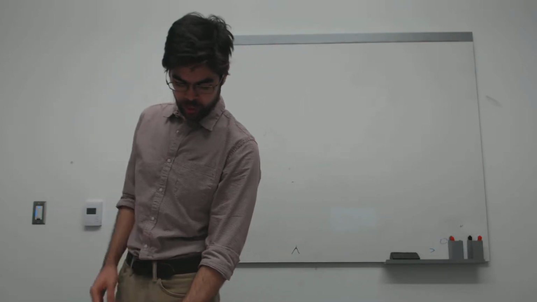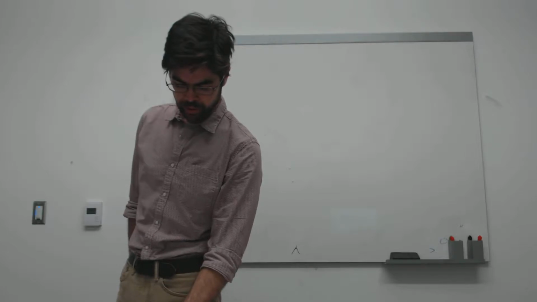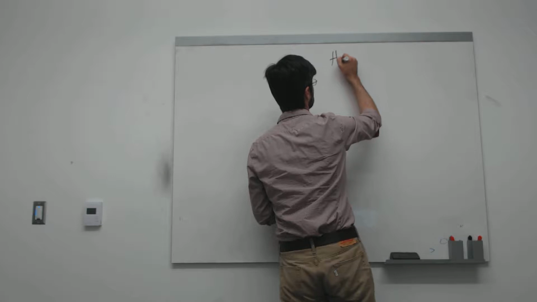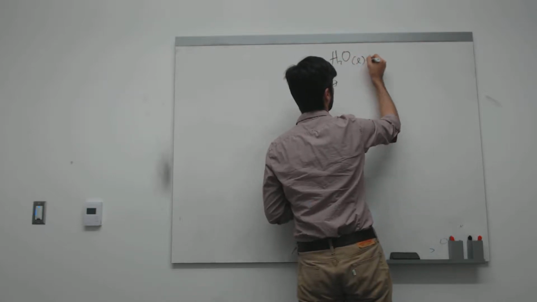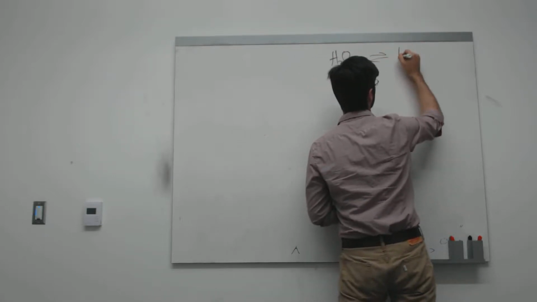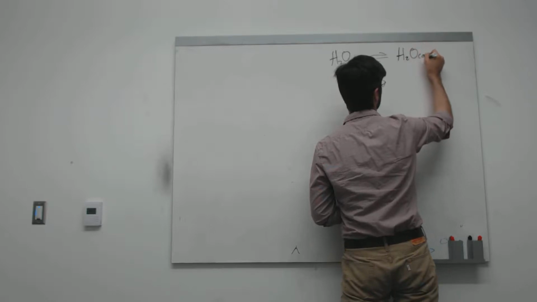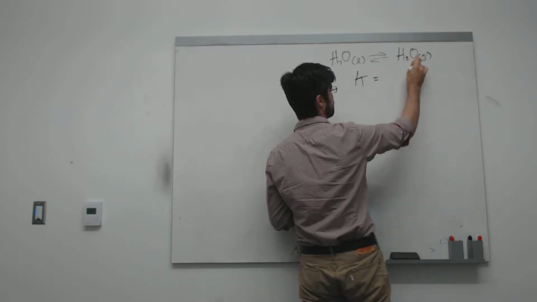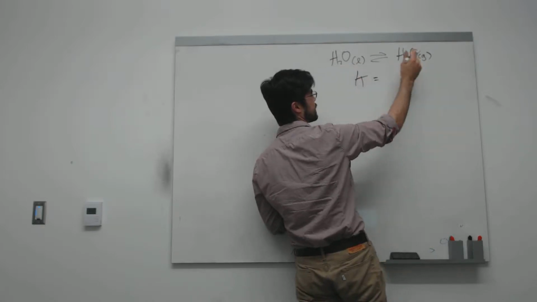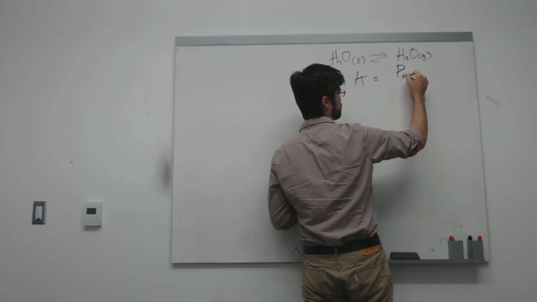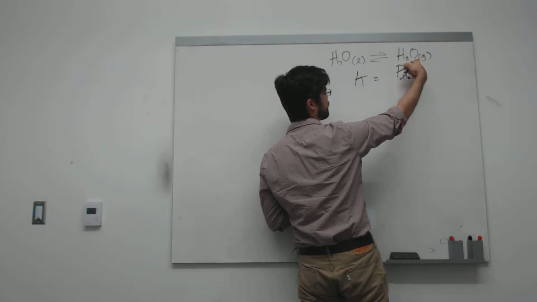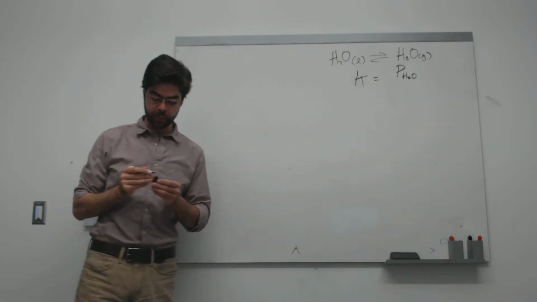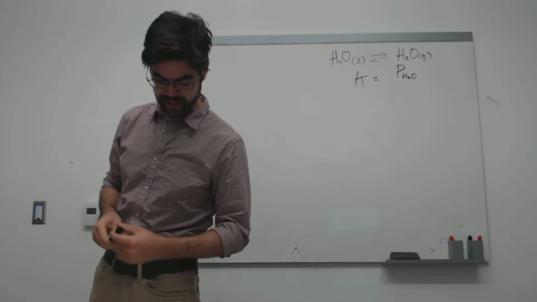Where did you get the value 0.0313 for this reaction, H2O liquid in equilibrium with H2O gas? And I said the equilibrium constant for this would be products over reactants, except so that's going to be partial pressure of the water in the vapor phase over the liquid, except we leave liquids and solids out of the law of mass action.